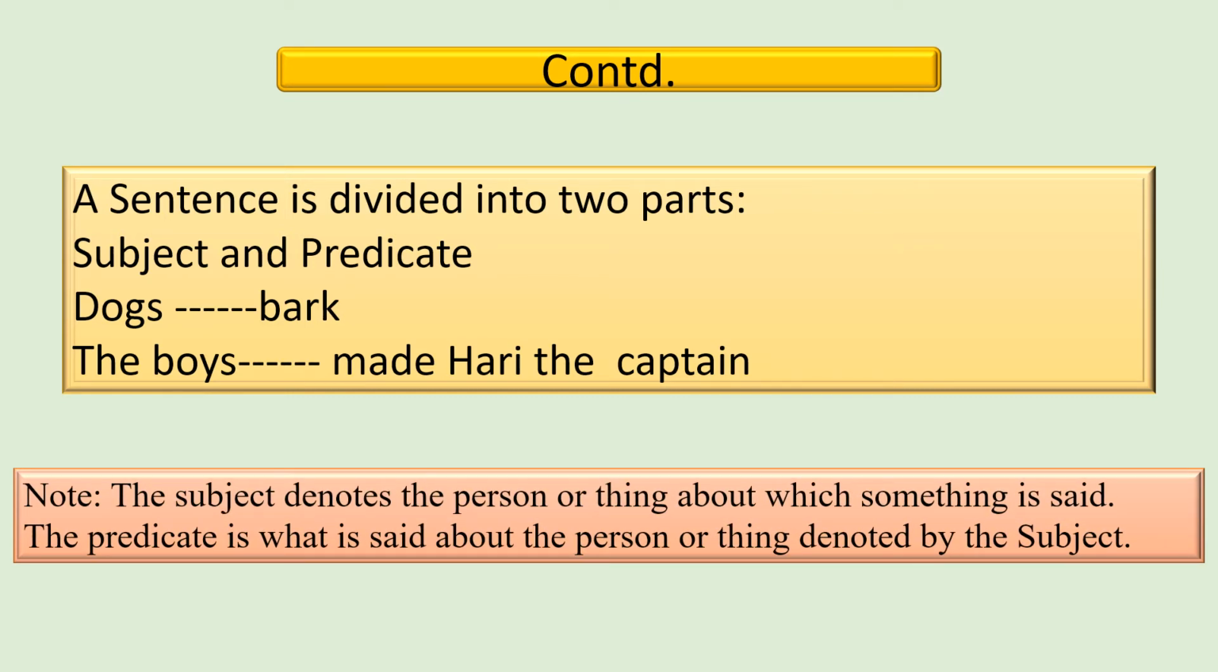Just for revision's sake, once again, the subject denotes the person or thing about which something is said. What's a predicate? Predicate is what is said about the person or thing denoted by the subject. So these two slides were dedicated solely for the revision's sake. Now let's go to the simple sentence.